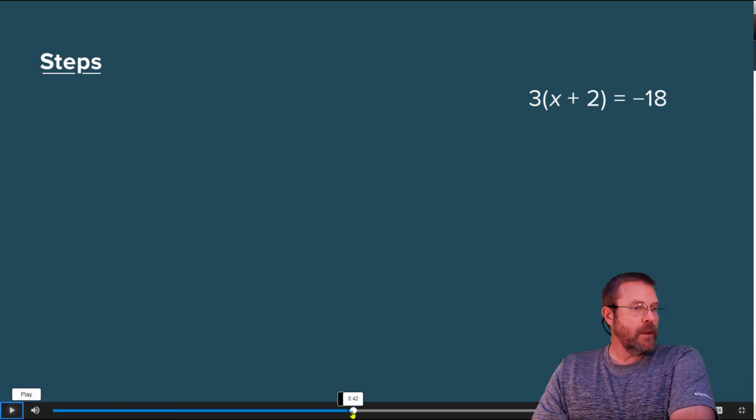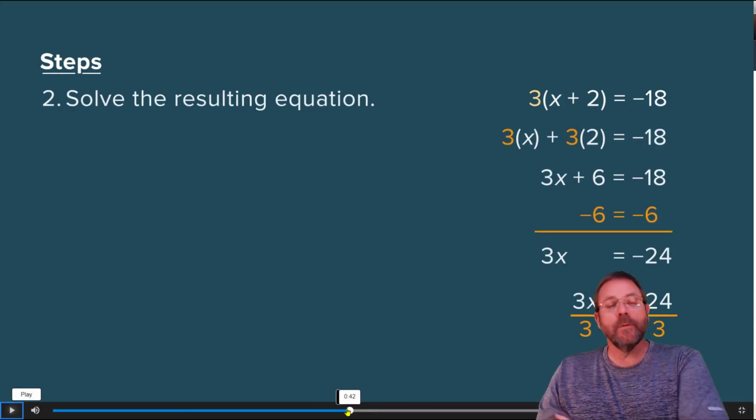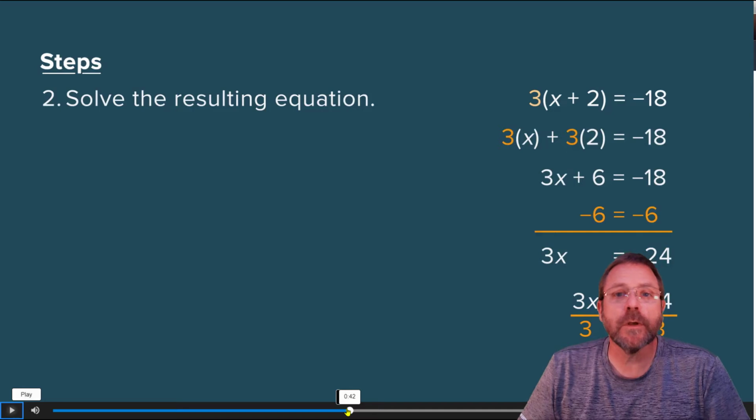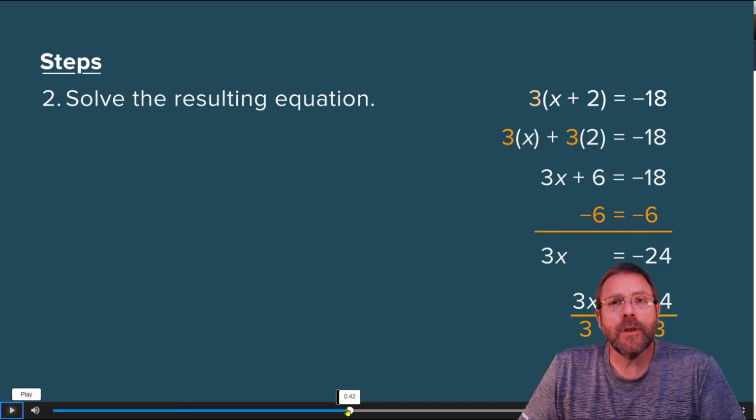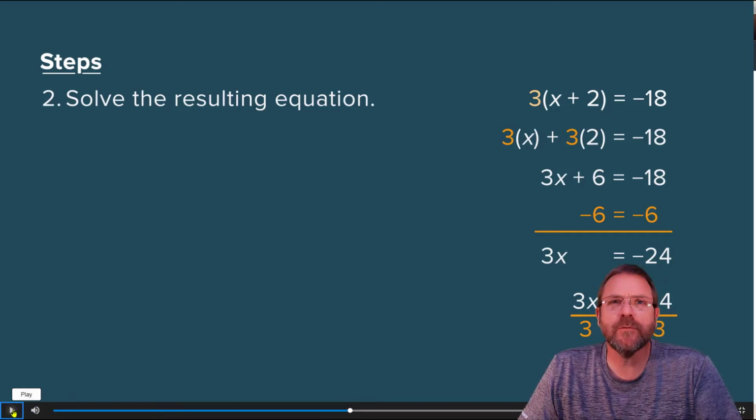Now that is a really good way to do it. In fact, that's the way I'm going to do it most of the time, but they're going to show you another way involving division, and I think you're going to like that way too. Probably not as much as this way, but I think you're going to find it's pretty useful.